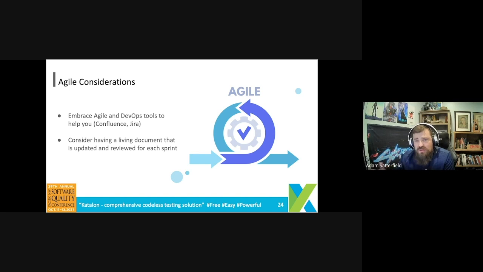And then, what I would also consider for Agile is that your test strategy is going to turn more into a living document, where potentially it's updated and reviewed each sprint. It's not necessarily going to be, this is the document we're going to use for the next year. It's more so, hey, let's review it.